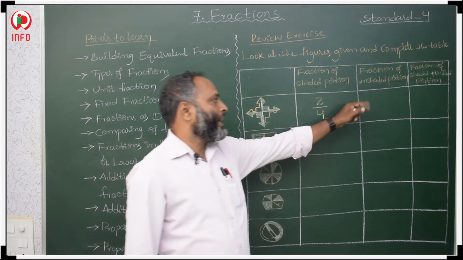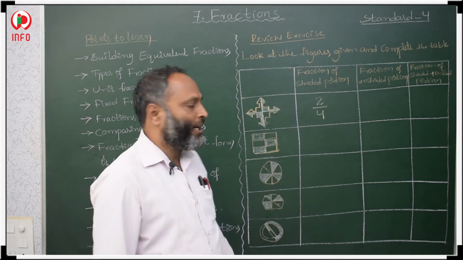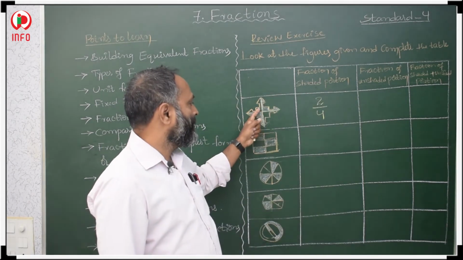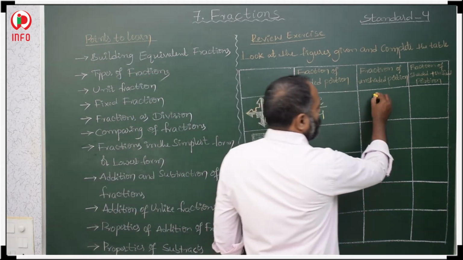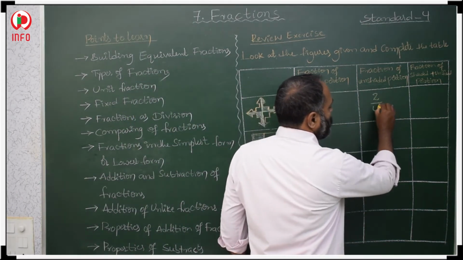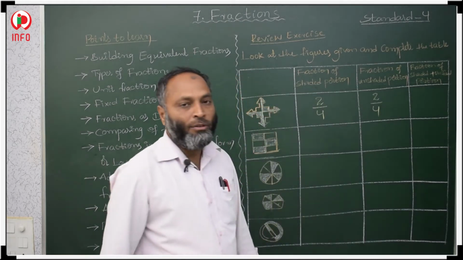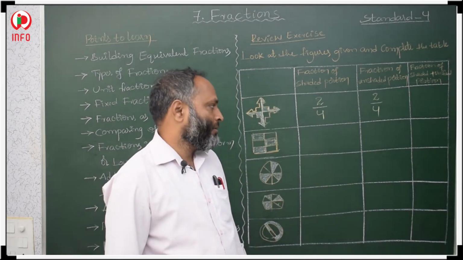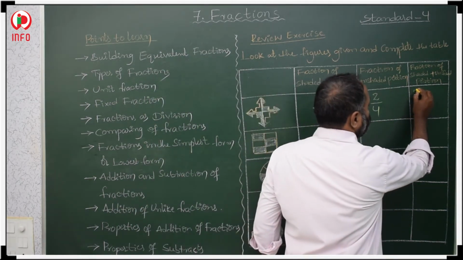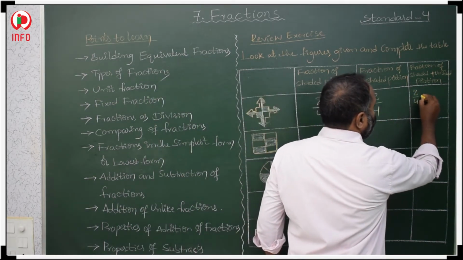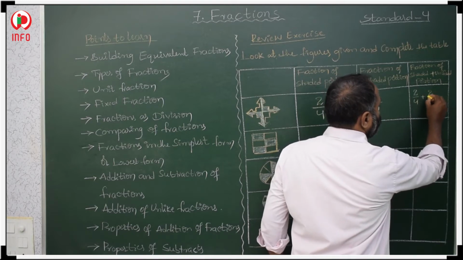Then the second one, he is asking for the unshaded portion. Unshaded 1 and 2. These two are unshaded portions. Then unshaded portion is 2 by total portions. Total 4 portions, so the unshaded portion is 2 by 4. Now we have to add shaded and unshaded, that is 2 by 4 plus 2 by 4.